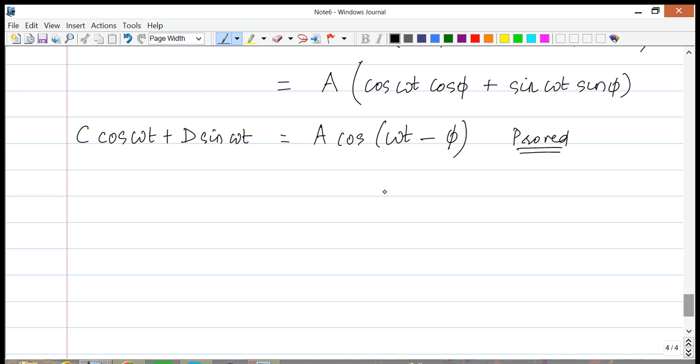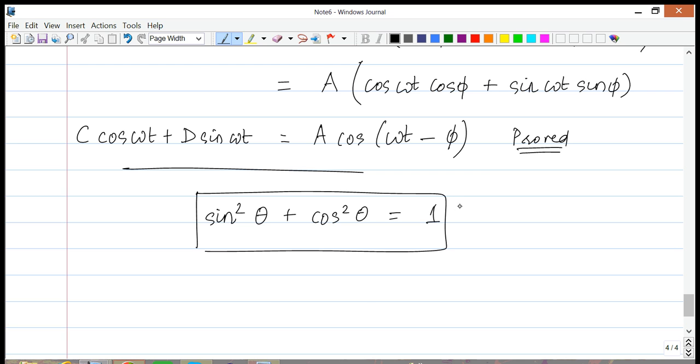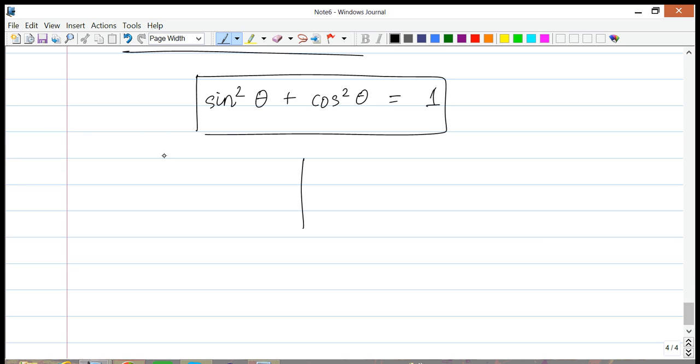Another thing that we will use is the identity that sine squared of theta, any theta, plus cosine squared of any theta is equal to 1. We're going to use this, so keep this in mind, and I hope you all know how to prove this. The proof is very simple.